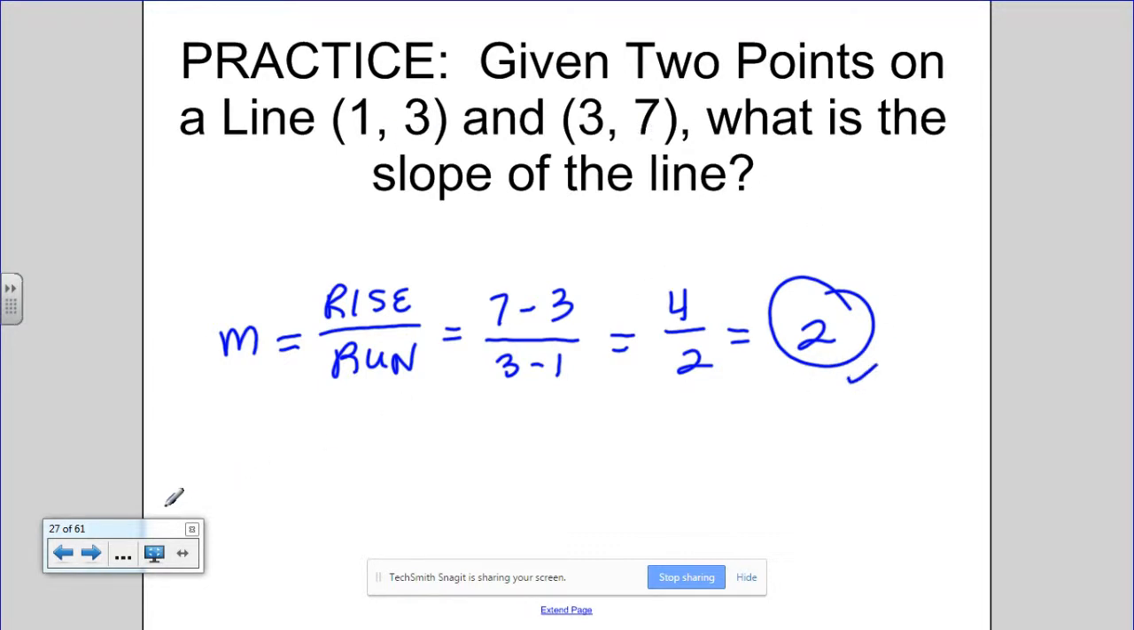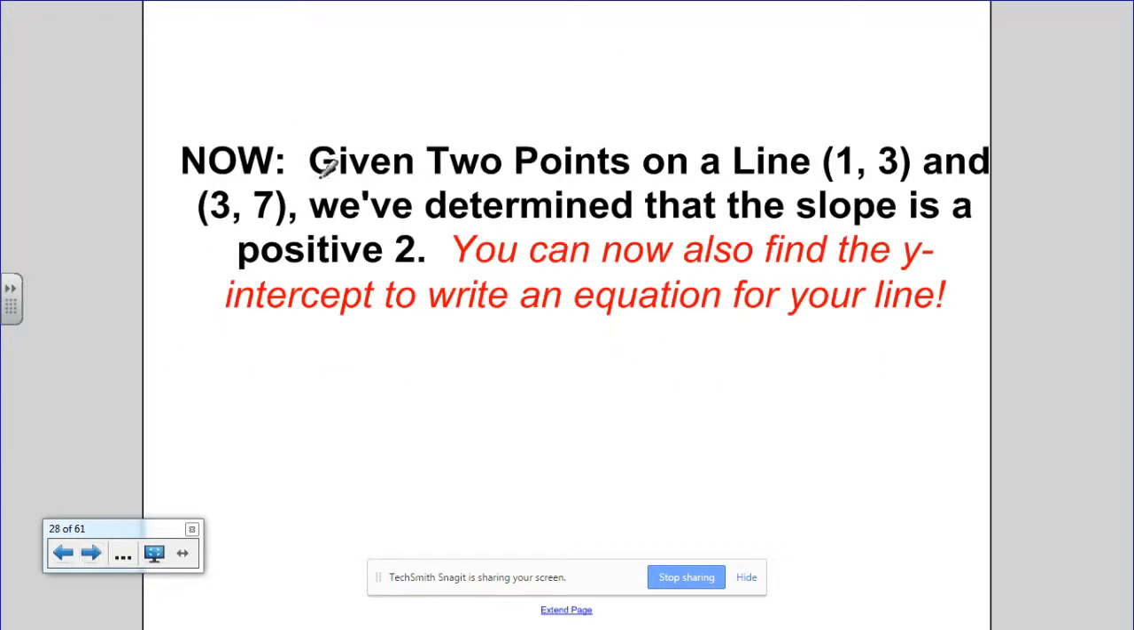All right, so let's think about this problem a little further. What don't we know about this line? Well, we don't know what the x-intercept is. We don't know what the y-intercept is. We don't actually know even a full equation for the line because I don't know that y-intercept. So let's continue on. Let's see what else we can find out about this. Now, given 2 points on a line, (1, 3) and (3, 7), we've determined that the slope is positive 2. We can now find the y-intercept to write an equation for a line, okay?